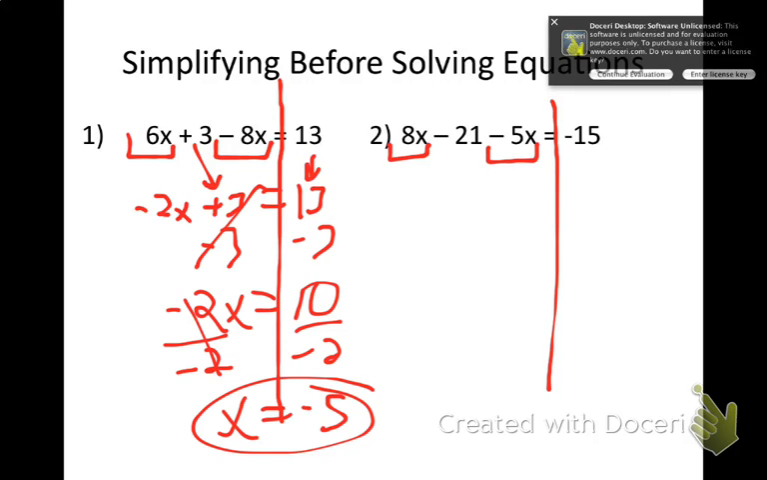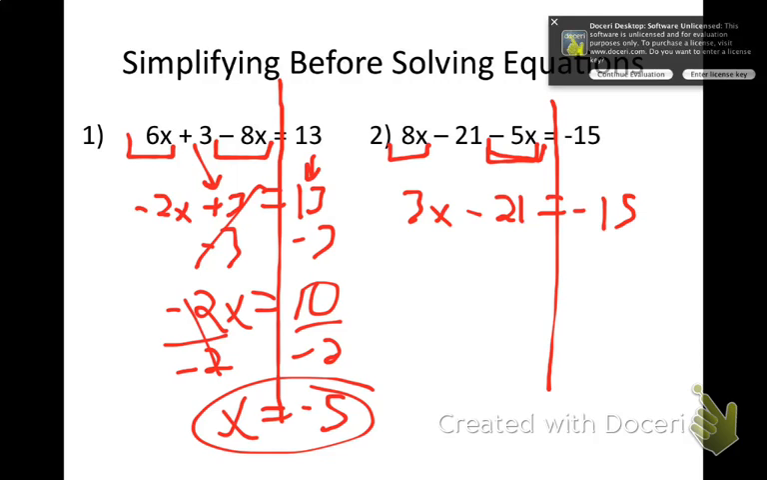What did you say? 3x. Nice job. So I get 3x minus 21 equals negative 15. Now, always remember when you are combining them, make sure you always take the variable or the sign that's in front. For example, that was a negative 5 because that's subtracting 5. From here, two-step equation. What's my next step, Colin?